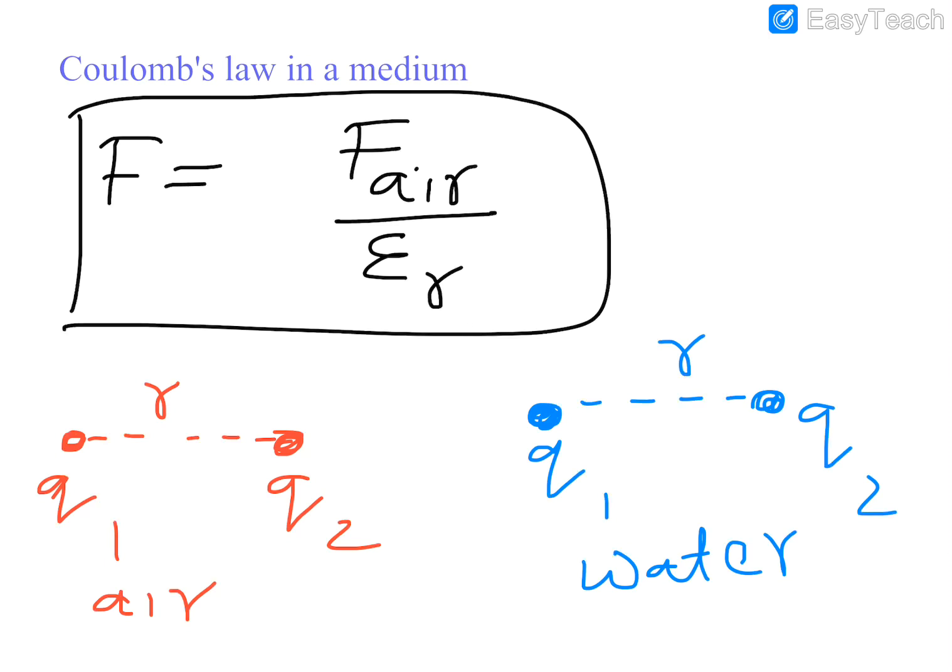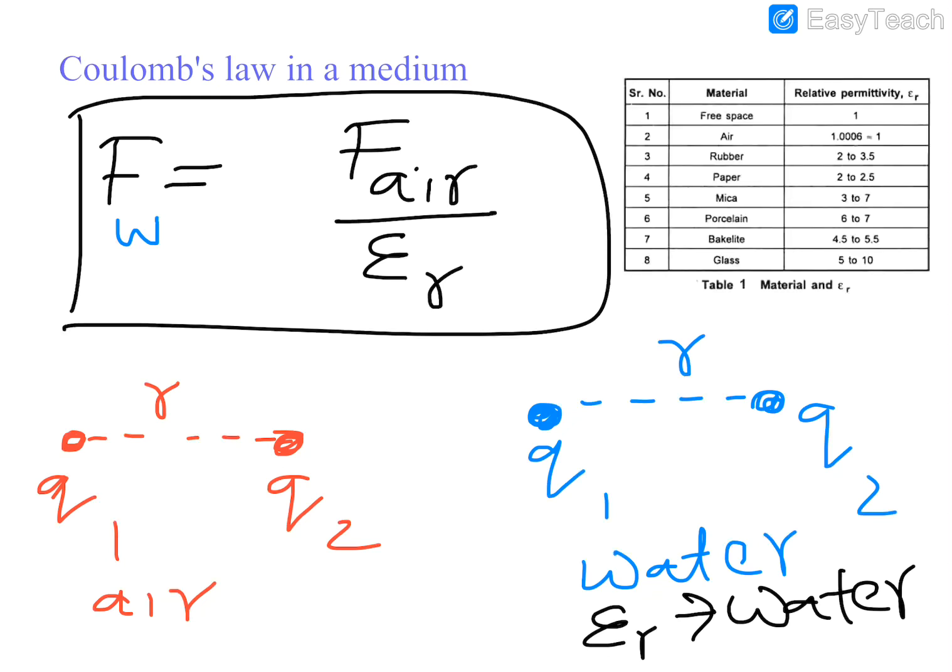So how to find it? For that you can find epsilon r for water, which will be available. Now if you find the force between the two charges in air, that is F air, and then divide by the relative permittivity of water, epsilon r, you will get the amount of force in water. So F water is equal to F air divided by epsilon r.